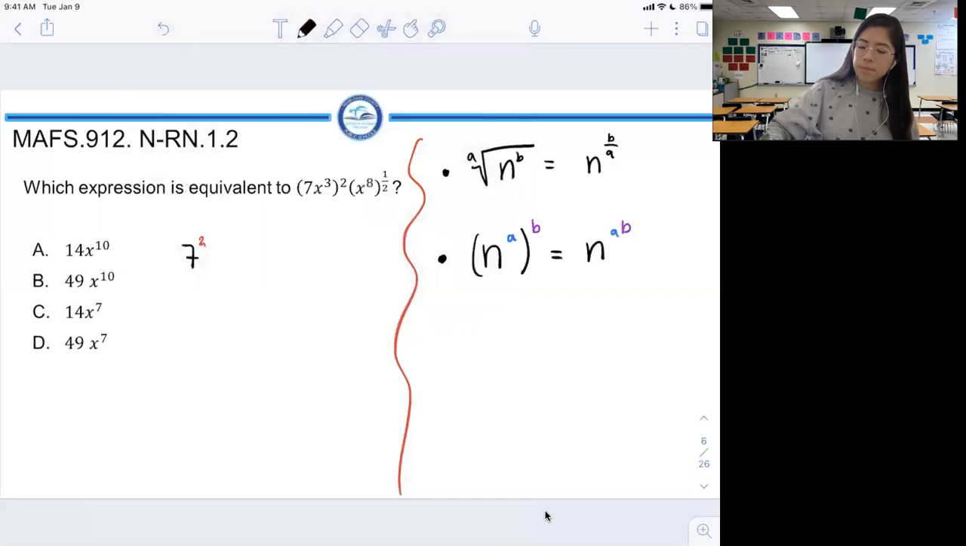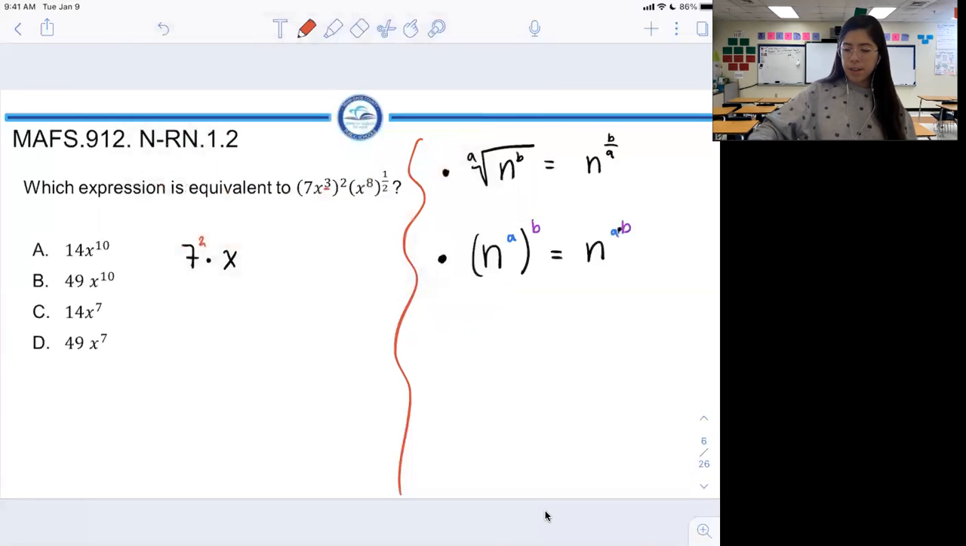Wait, Ms. Lopez, I have a question. But when it's AB, is it adding A and B or multiplying? Multiplying, because if there's two variables just written next to each other, they're being multiplied. Okay, thank you. So 7 to the power of 2 times x to the power of what?